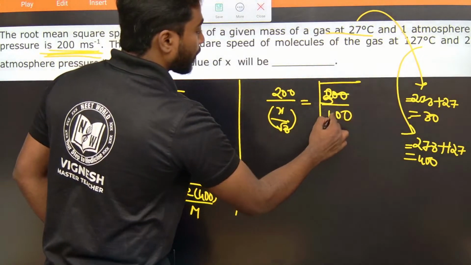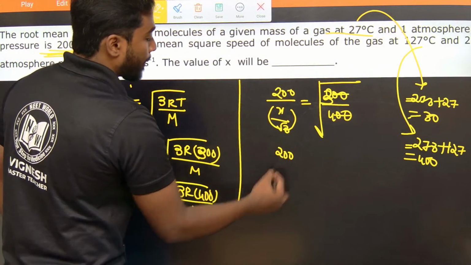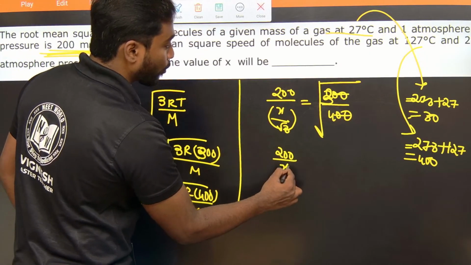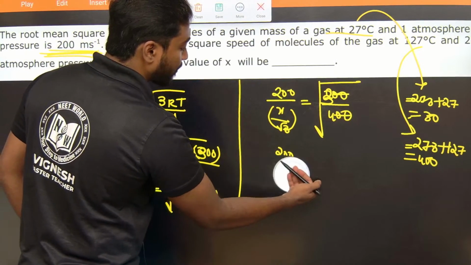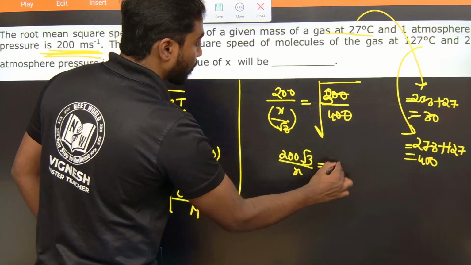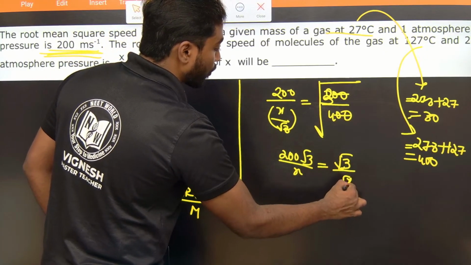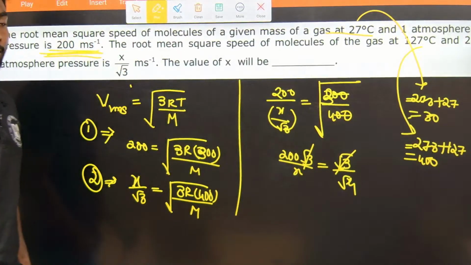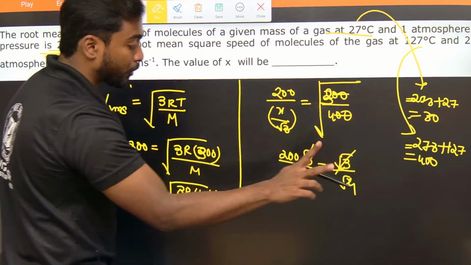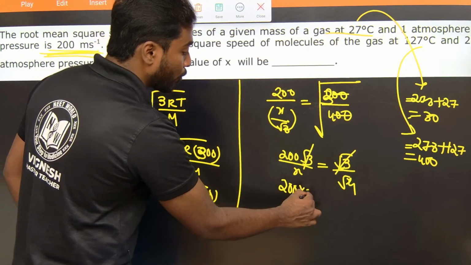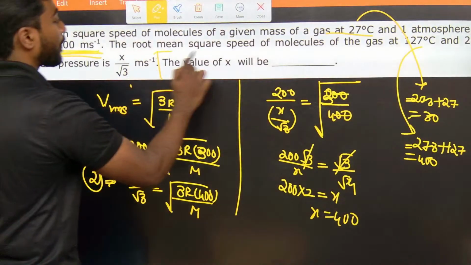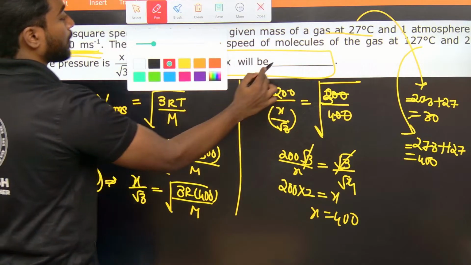So zeros will get cancelled. 200 by x by root 3. Take that x by root 3 to the other side: 200 root 3 by x equals root 3 by root 4. So root 3 gets cancelled, and root 4 becomes 2. So 200 into 2 equals x, where x equals 400. That is the value. So the value of x is 400.